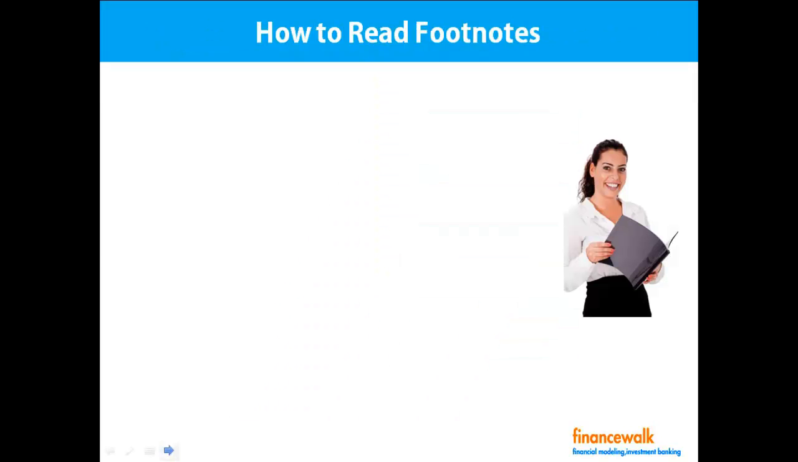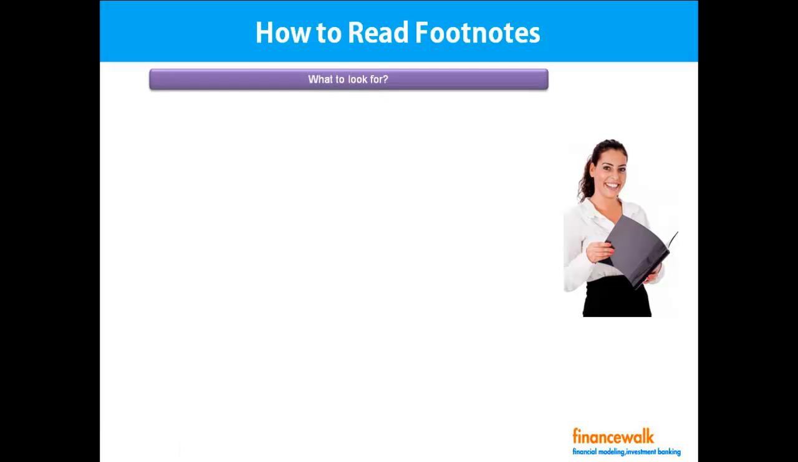Now you'll ask me how to read footnotes. Okay, what to look for? The first thing is to look at the company's accounting method and how it compares to the generally accepted accounting principles and industry standards. I repeat, the first thing is to look at the company's accounting method and how it compares to the generally accepted accounting principles and industry standards.